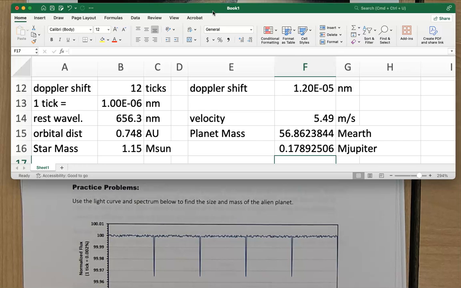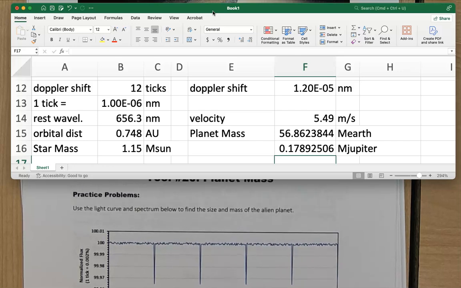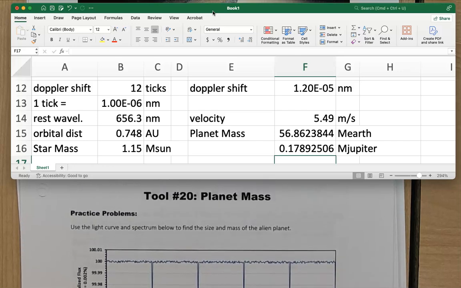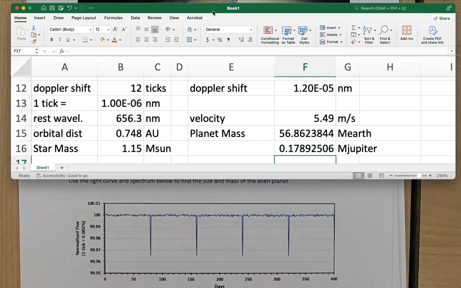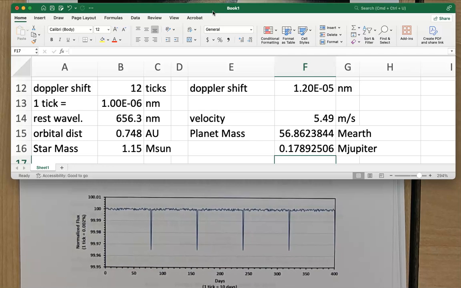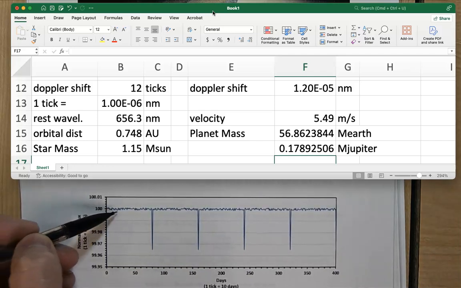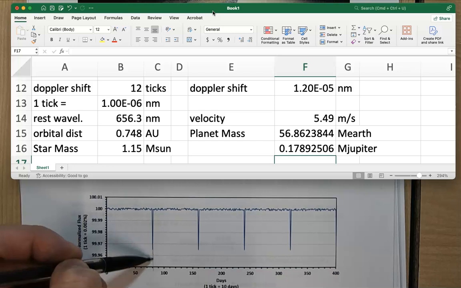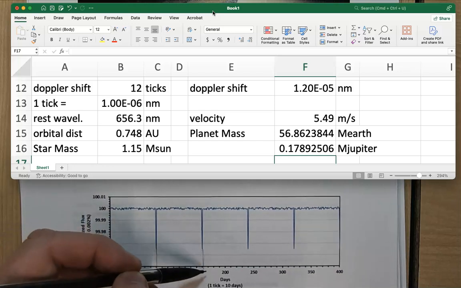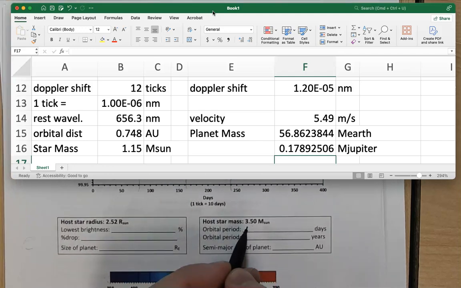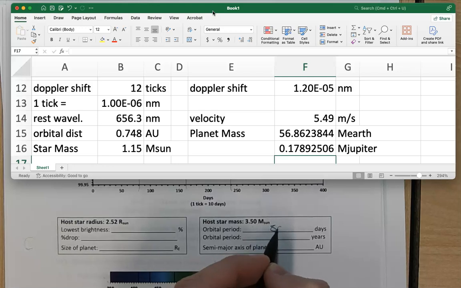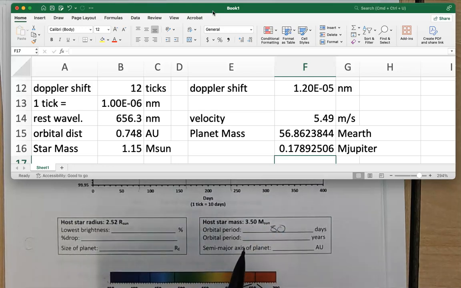All right, so we've discovered this planet, and we're going to study it using the transit method and the Doppler method. So what can we figure out? Well, like we did before, if the transits happen on day 80, day 160, day 240, then that planet has an orbital period of 80 days around the star.